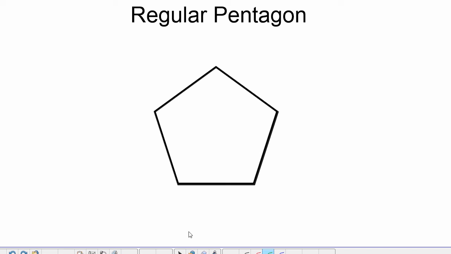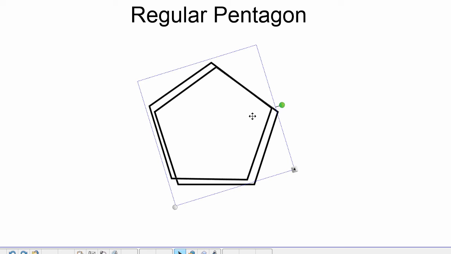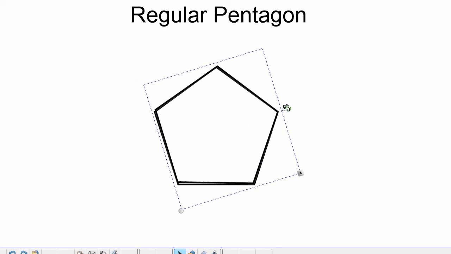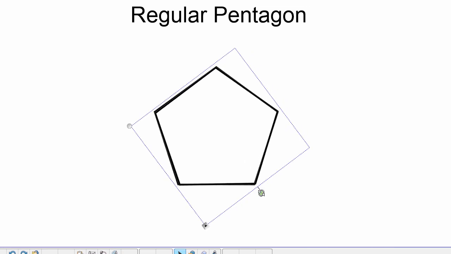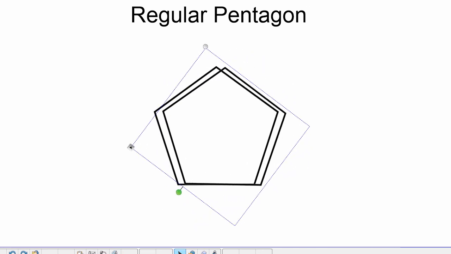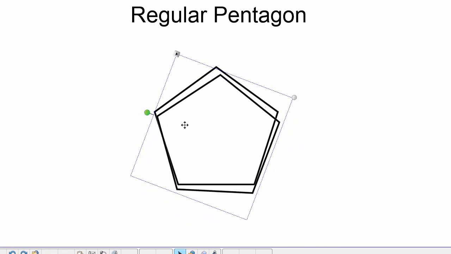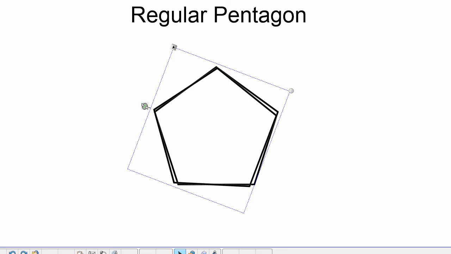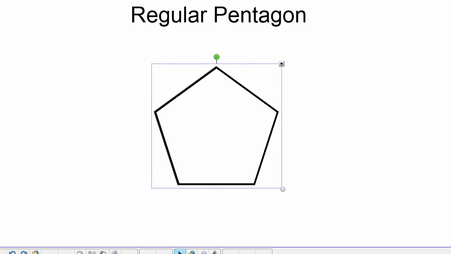Okay, a regular pentagon. Remember we're saying regular. So when it's regular, it means all sides are the same and all the angles are the same. So if we turn this round, it should, fortunately, it's just a little bit off. So that's 1, 2, 3, 4, and then back to the beginning, 5.